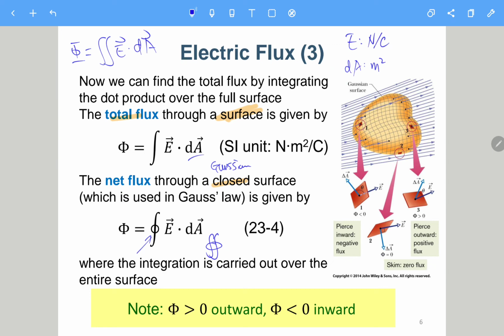So far, any questions? This is a new concept to talk about. If you have questions, just feel free to ask. Otherwise, we'll go to Gauss's law directly.